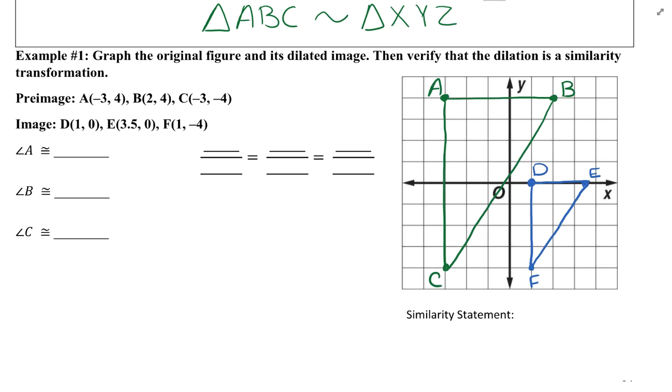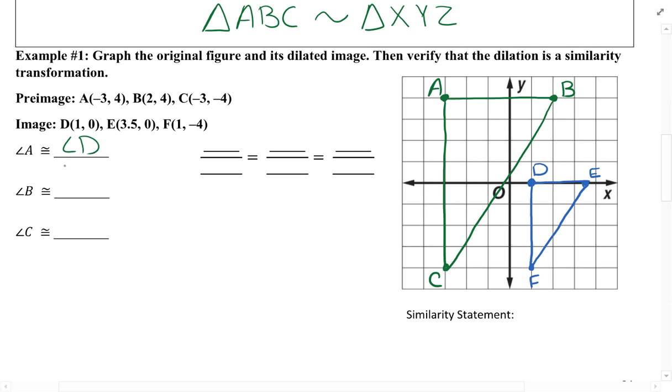Now that you have your pre-image and image graphed, you can see my pre-image is significantly larger than the image. So if this is a similarity transformation, it's definitely a reduction because our pre-image is larger than the second image. When we look at the angles, the only angles that we can really for sure say would be angle A and angle D. Those are right angles, so we know for sure that they are congruent.